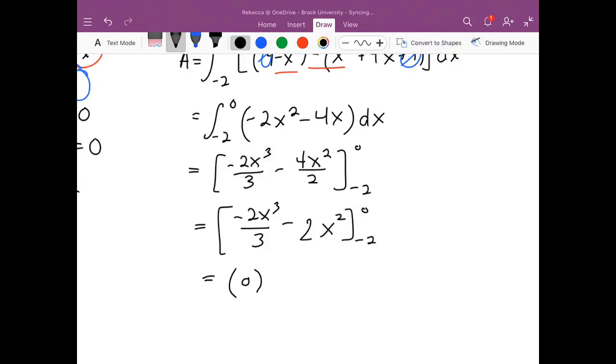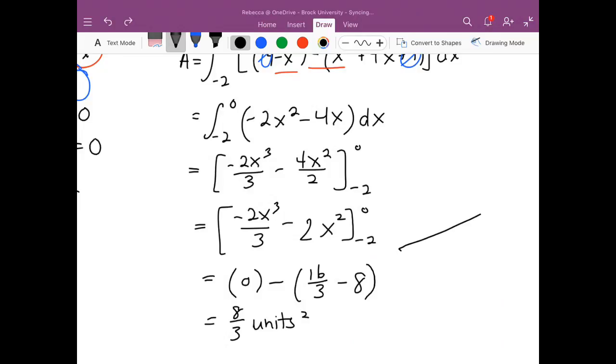So with my 0, those are both going to be 0 because I have two x's, but I'm still going to write that down because I'm subtracting a term. So subtracting something. And I end up with 16 over 3 minus an 8. Be careful of your negatives there. Which leaves me 8 over 3 units squared.